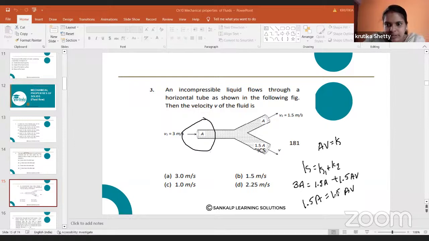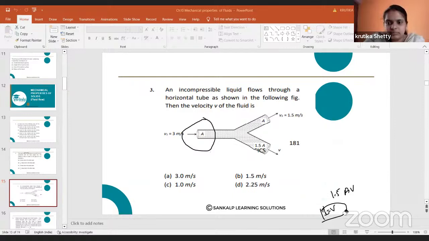Right? So 1.5 will get cancelled, A will get cancelled, therefore V is equal to how much? V is equal to 1. So therefore option C is the right option. Yes, Harshita, option C is the right option here. So students, take along with me only the solution so that we can cover more questions. We will go to the next question.